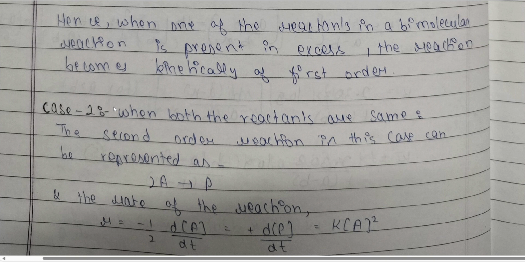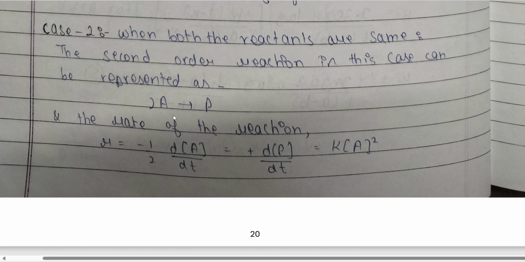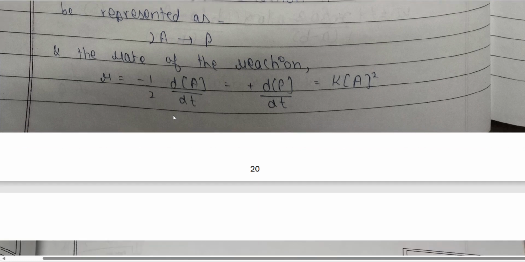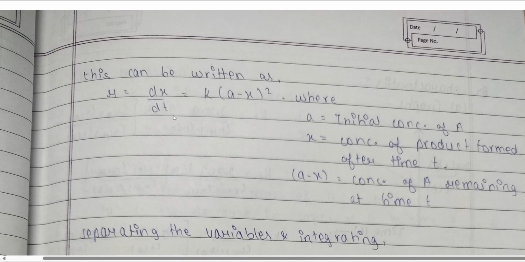And in case 2, when both the reactants are the same, the second order reaction can be represented as 2A gives P, and the rate of reaction R is equal to minus 1 by 2 dA by dt is equal to dP by dt is equal to Ka square. This can be written as R is equal to dx by dt is equal to K (A minus x) whole power 2, where A is equal to the initial concentration of A and x is equal to the concentration of product formed after time t. A minus x is equal to the concentration of A remaining at time t.